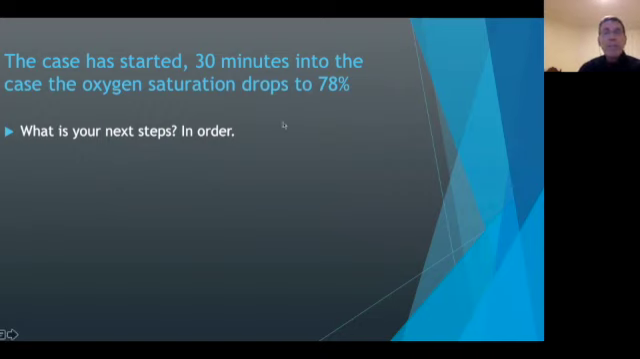30 minutes after the case, the saturation went down. And I want you to look by yourself, what are the causes of hypoxemia in the operating room? There's a lot of different causes, and you need to have some sort of way that you go through it. And the way that you do it is you definitely need to look at the machine. You have to, first of all, put them on 100% oxygen.